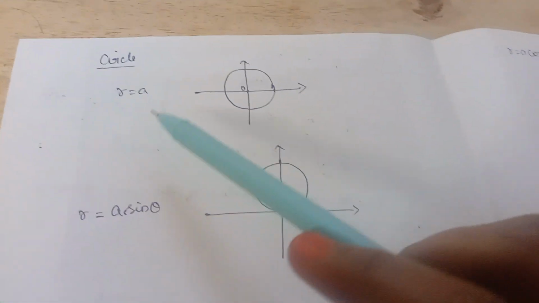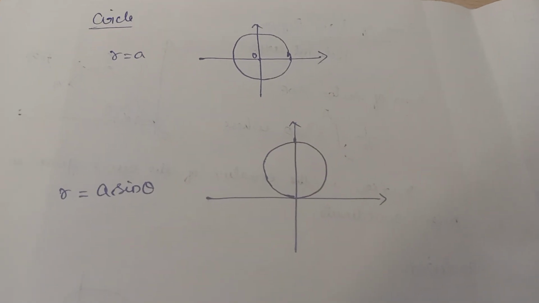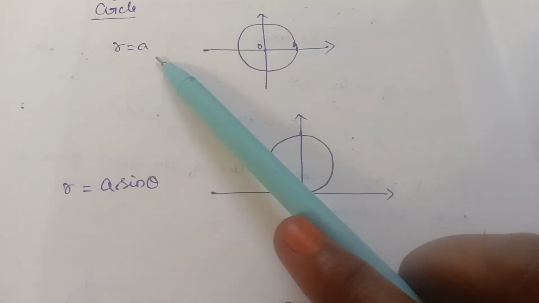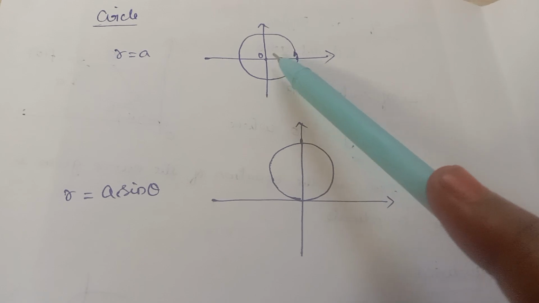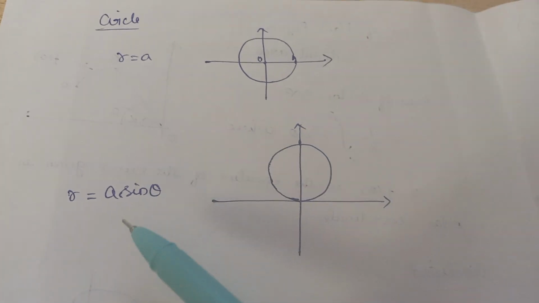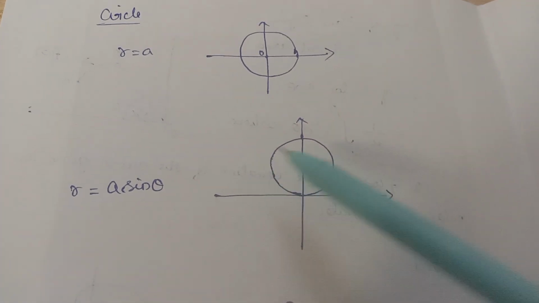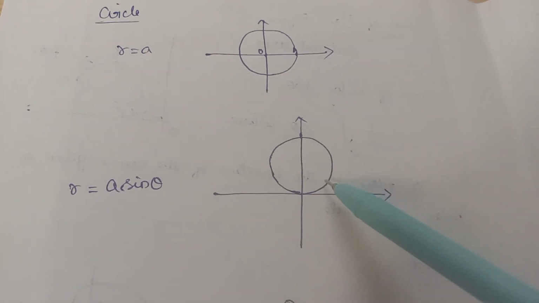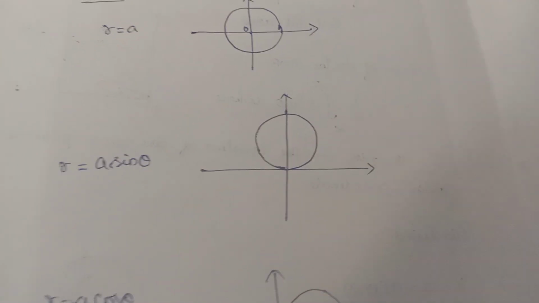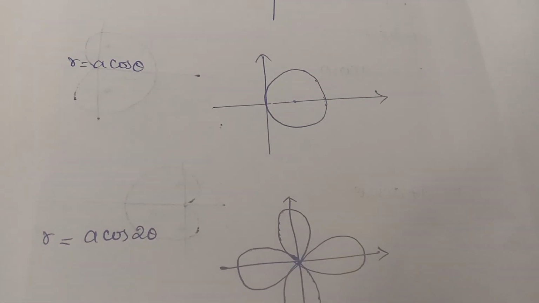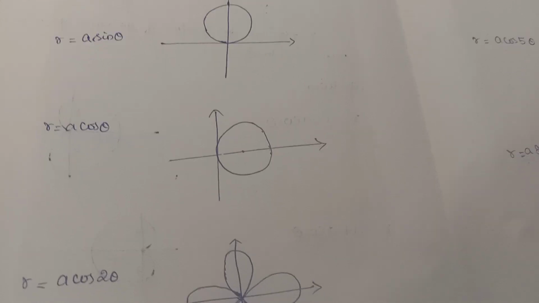Then the next one is circle. We very well know the circle equation in Cartesian coordinates. Here, r equal to a means it is the circle centered at origin with radius a. With center at origin and radius a units, if you draw a circle, that is denoted by r equal to a. Very simple equation for a circle. And if it is r equal to a sine theta, it will be lying in the upper quadrant. And if it is r equal to a cos theta, it will be lying on the right side. So these are the different circles we have.